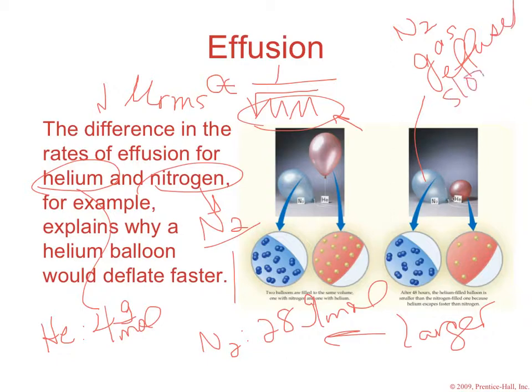So a balloon filled with nitrogen gas that had a hole in it would stay inflated longer. Helium has a lower molar mass. The gas would effuse faster because it's a smaller molecule, and the balloon would deflate faster. These are conceptual problems that you should be able to explain fast.